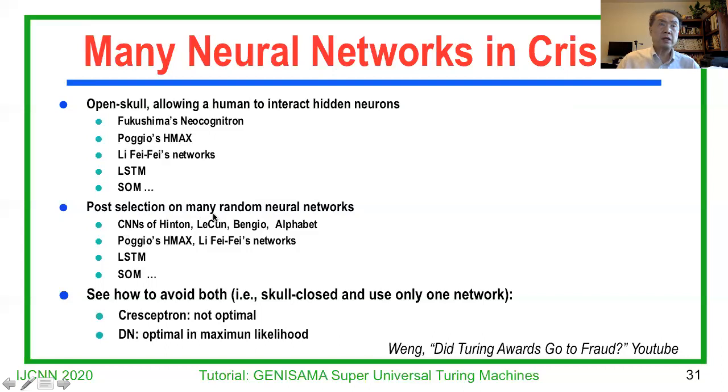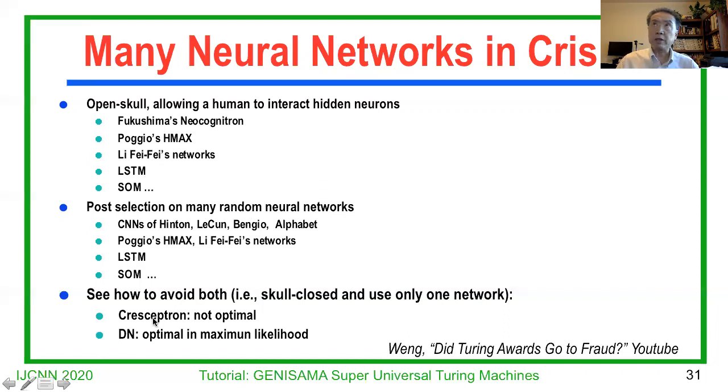They use the test set like a training set. And the same thing here, all right, LSTM and SOM. How to avoid them? Basically, how to make the skull closed so it is automatic instead of using human intelligence. And also report only one network over here. Here you have many networks, and only report the best based on the test set.